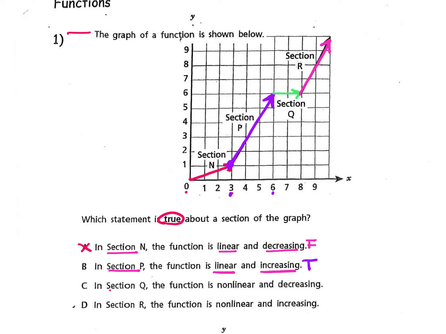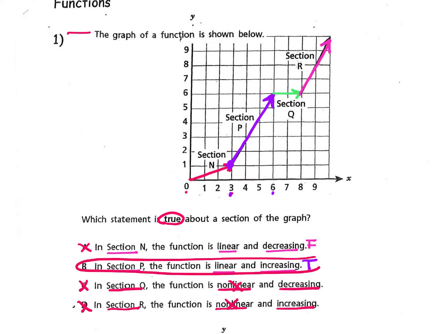C states section Q is nonlinear and decreasing. Well, that's false because it's definitely a line in section Q. And then section R, the pink section, they state it's nonlinear and increasing. Well, that's not true. It is linear. It forms a line. So the correct answer is B. Let's take a look at the next question.